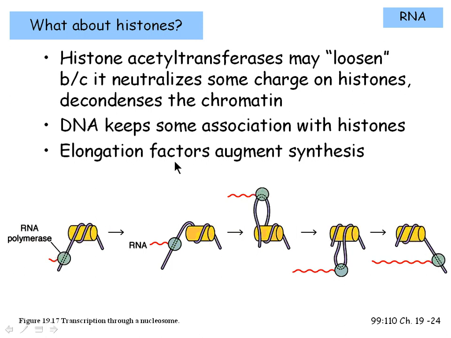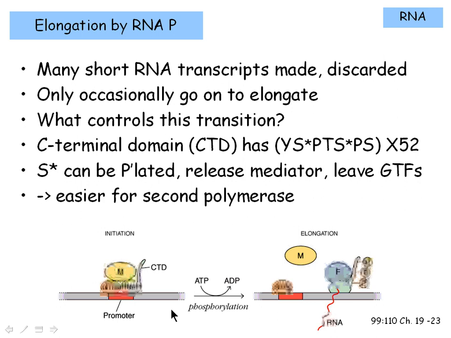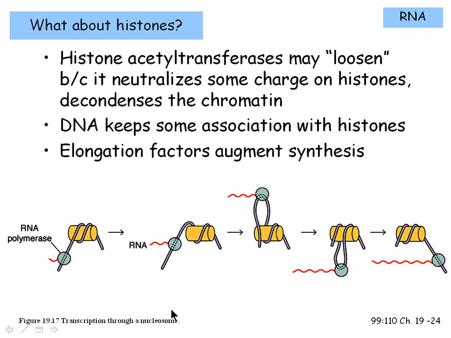So what about the histones? This previous picture makes it look like DNA is just as straight as a pencil, which of course we know it isn't. DNA is packed onto nucleosomes, onto beads on a string. So how does the RNA polymerase deal with the fact that DNA in the nucleus is bound as beads on a string around histones?